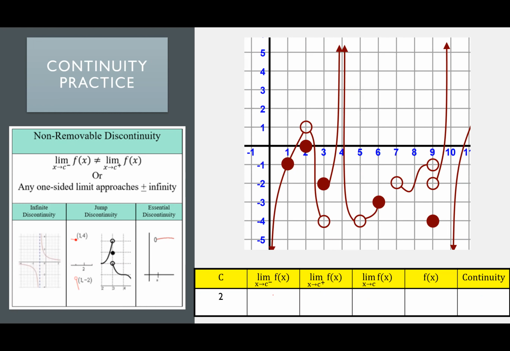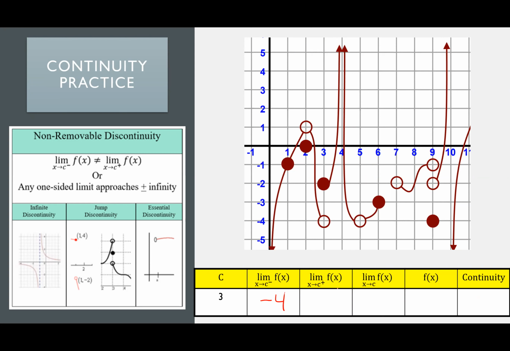Okay, at x equals 2? From the left side is 1. 1. 1. Sorry, what should this be? Sorry, 0. And what is this? Removable. Removable, perfect.